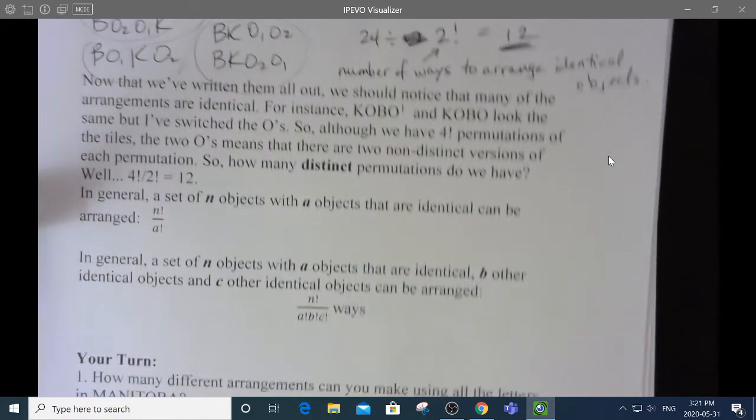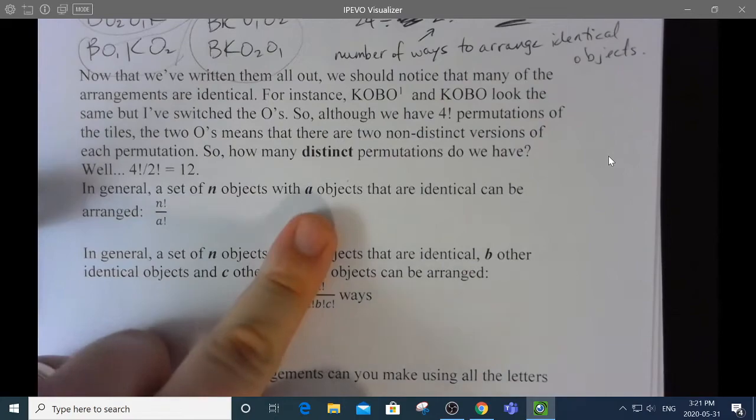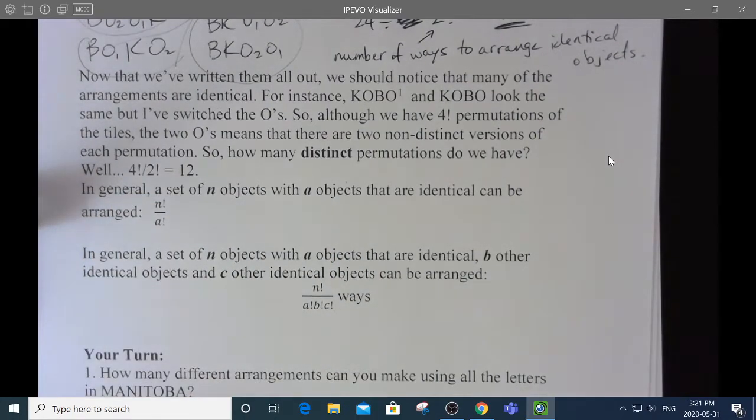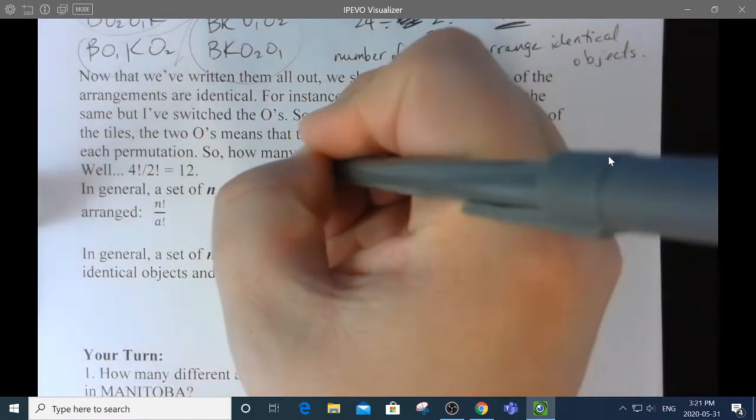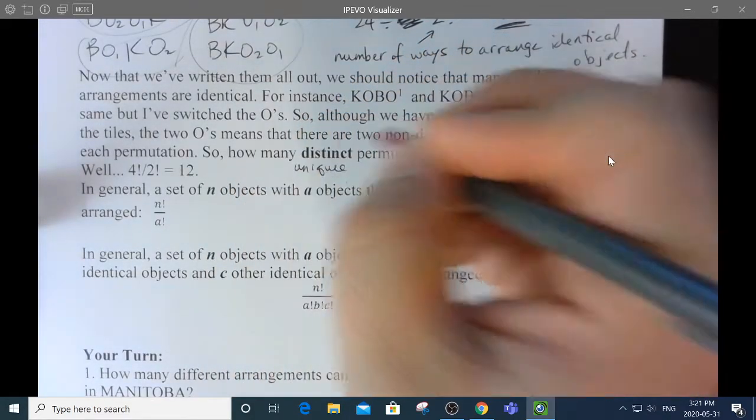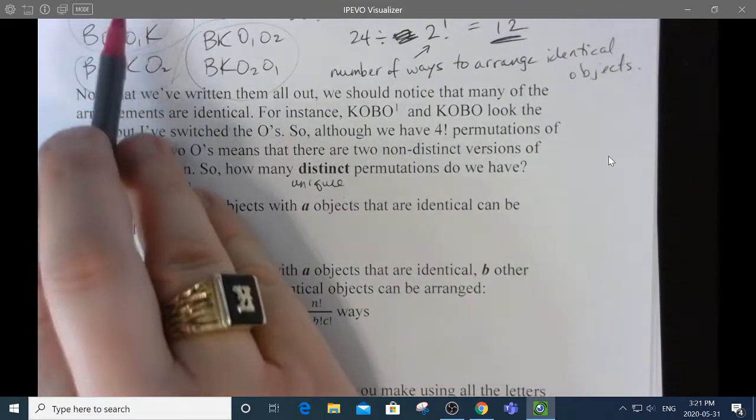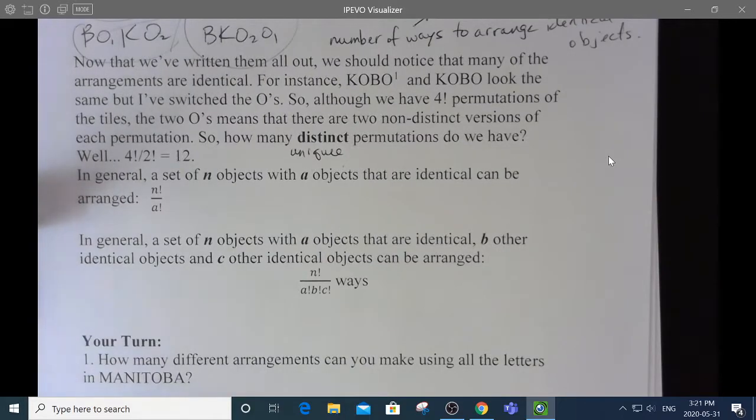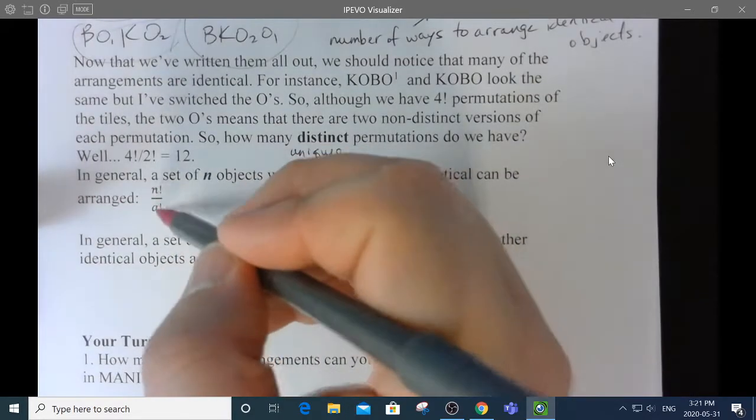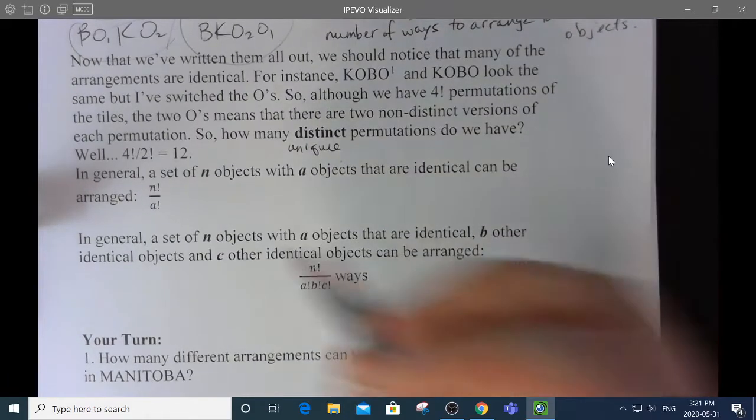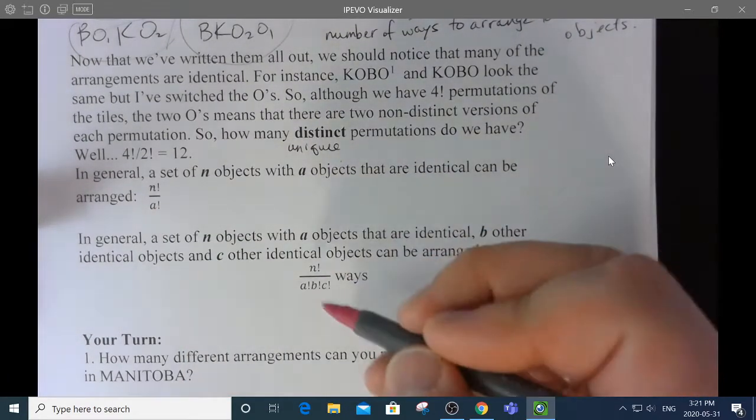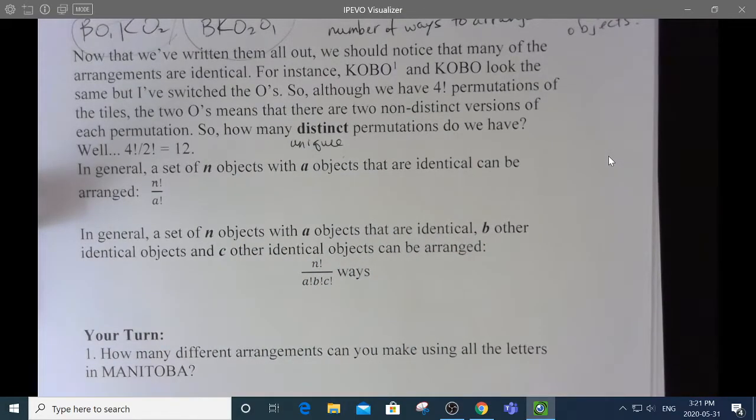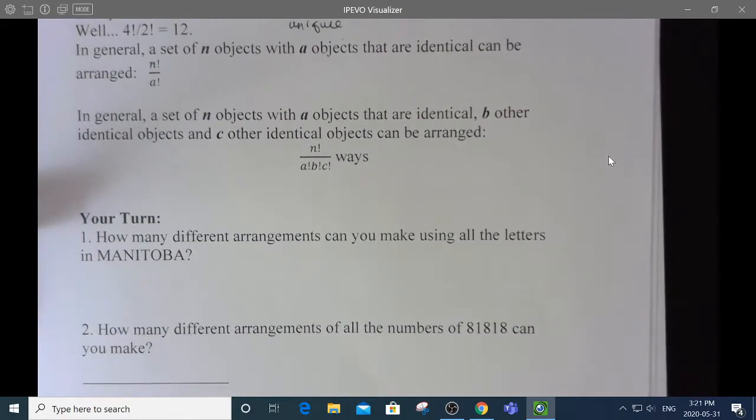So, in general, if you have a set of n objects with a objects that are identical, your number of total unique permutations, that's another good word for distinct, is unique, right? Because the word book and the word book, there's nothing unique about either of these if you switch the O's. So in general, a set of n objects with a objects that are identical is n factorial divided by a factorial. And if there's more than one thing that's identical, you would just keep dividing by the number of ways to arrange those identical things. So let's do a couple of examples like that.